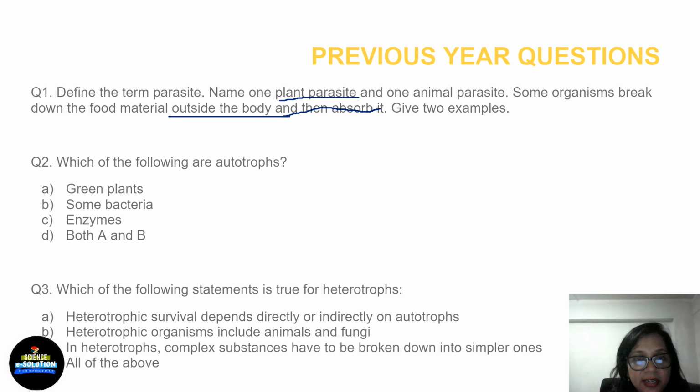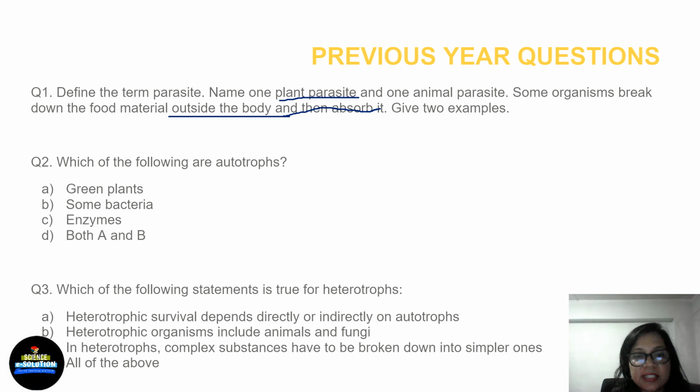Which of the following are autotrophs? Green plants, some bacteria, enzymes, both A and B. So I have told you bacteria do also come up as examples of autotrophs. So it will be both A and B.